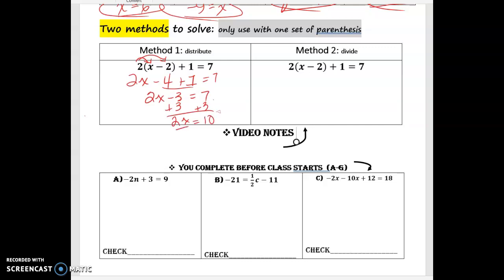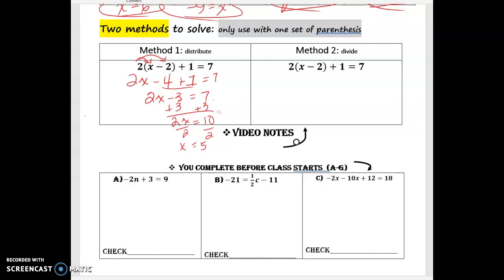Then we would divide both sides by 2. So x equals 5. Okay, quick reminder, you can pause the video at any time. If I'm going too fast, just pause, slow down, and allow yourself time to catch up with me.